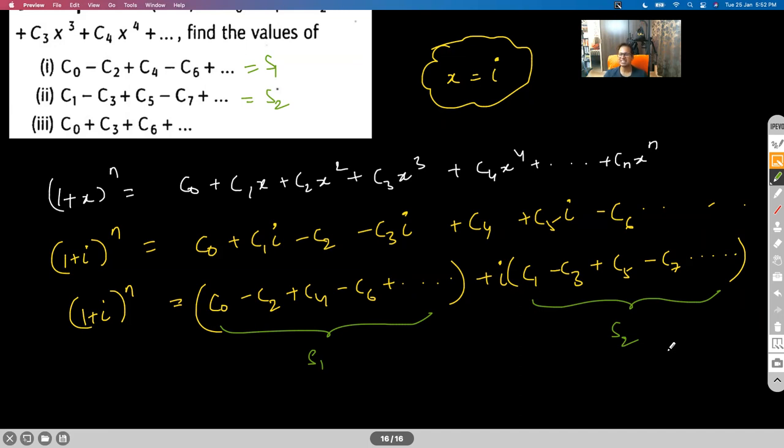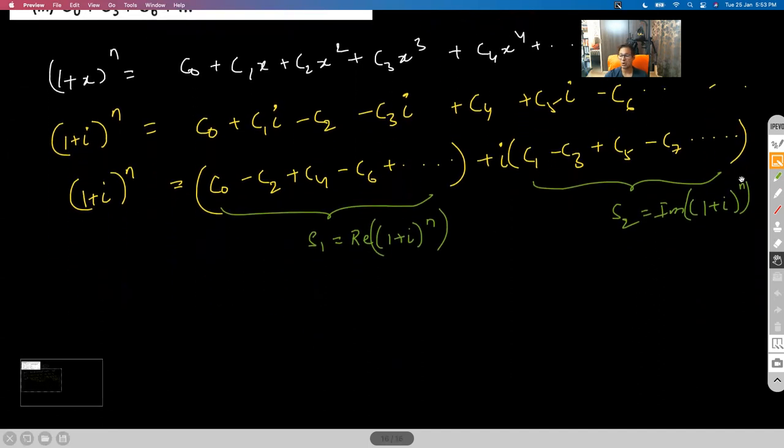How? Just by comparing the real part on left and right, because this is acting like the real part of the left hand side, and this is nothing but the imaginary part of the left hand side. Correct? So if you find out the real part and the imaginary part of (1 plus i) to the power n, you automatically get your series, isn't it? So how do you get the real part? Very simple.